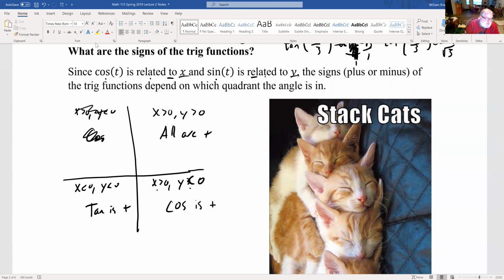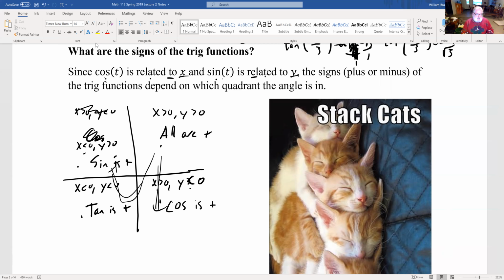And in this last one, x is less than 0, y is bigger than 0. That means cosine is negative, but sine is positive. So sine is positive. C-A-T-S, cats, stack, backwards. So that's one way to remember it.